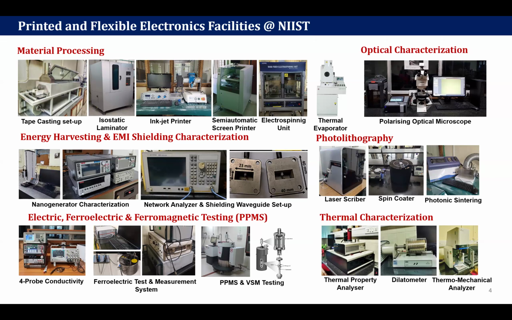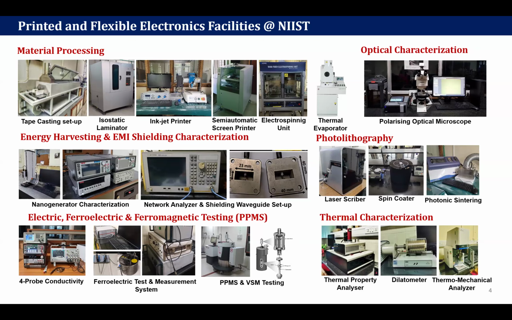So you can see our facilities, especially in the area of printed and flexible electronics at NIST, that include facilities for material processing, then optical characterization facilities, photolithography, then thermal characterization facility, electronic, then ferroelectric and ferromagnetic kind of testing facilities, including PPMS. PPMS is the physical property measurement system. That is one of the unique facilities available in only 2-3 places, and one among them is CSIR NIST.